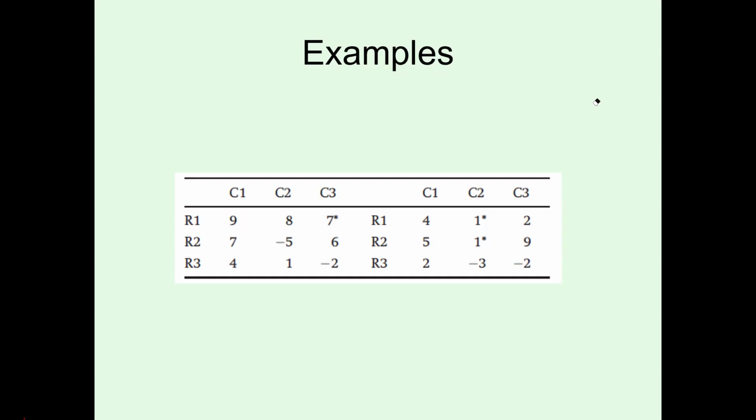I'll draw, sir. Of course. Okay, the minimum in R1 is 7. The minimum in R2 is -5. The minimum in R3 is -2. And then, looking at the columns, the maximum in C1 is 9. The maximum in C2 is 8. And the maximum in C3 is 7. So our equilibrium point is R1, C3, which is 7. Okay, good.